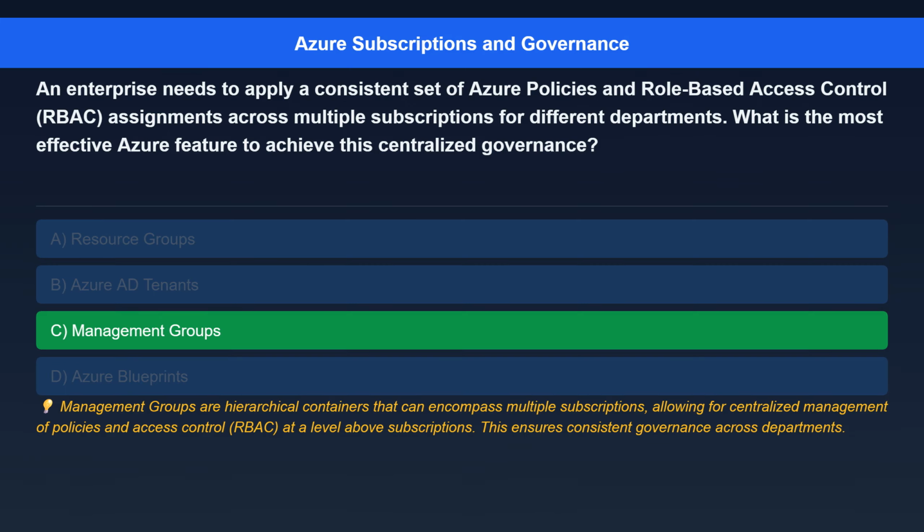The correct answer is management groups. Here's the explanation. Management groups are hierarchical containers that can encompass multiple subscriptions, allowing for centralized management of policies and access control, RBAC, at a level above subscriptions. This ensures consistent governance across departments.